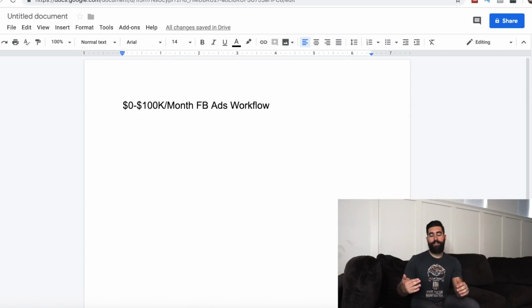But let's go ahead and jump into this. So what I'm gonna be doing is walking you through the steps I use. Some people like engagement ads, some people like conversion ads. I'm gonna walk you through the steps I use to test products, test them for potential, and then I'm gonna walk you through how to actually scale those up.